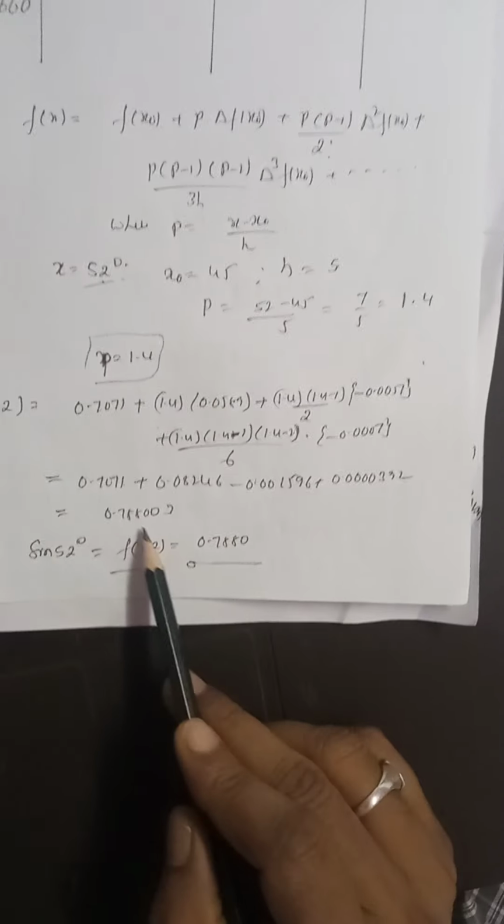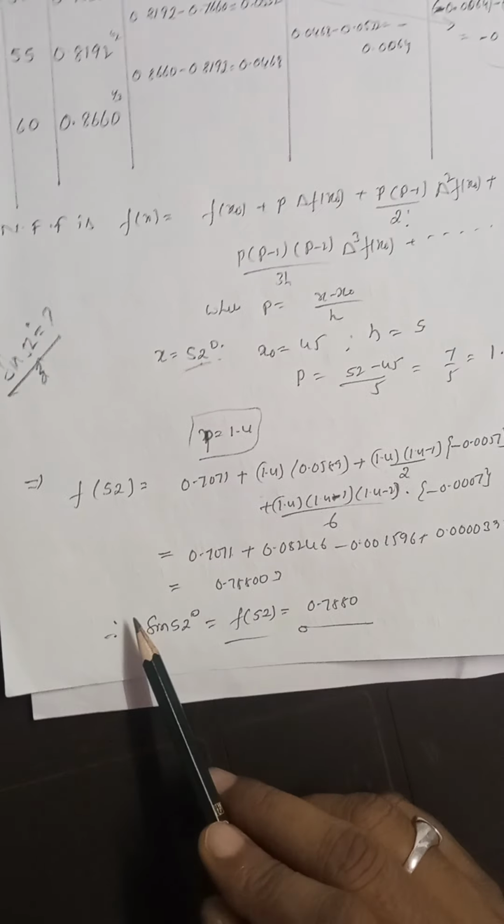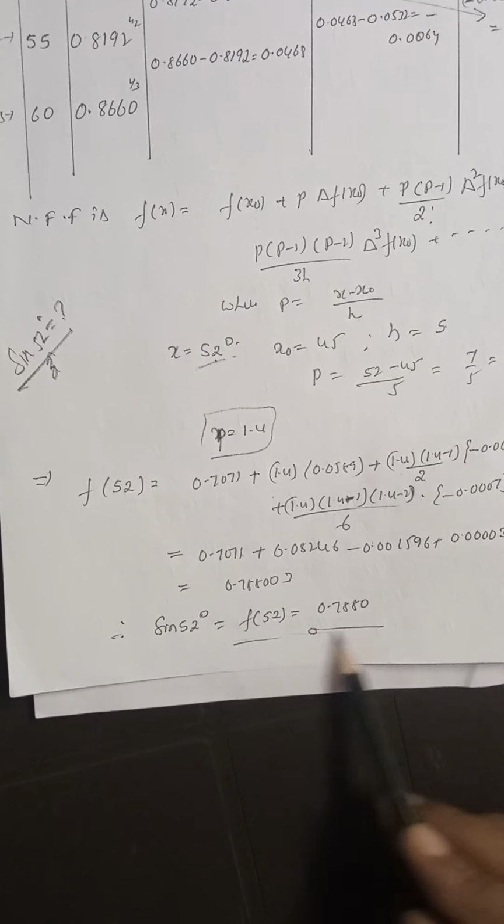If you simplify this one, f of 52 is equal to this one. But what is f of x? The given function is sin x. Sin 52 is equal to this value, right?